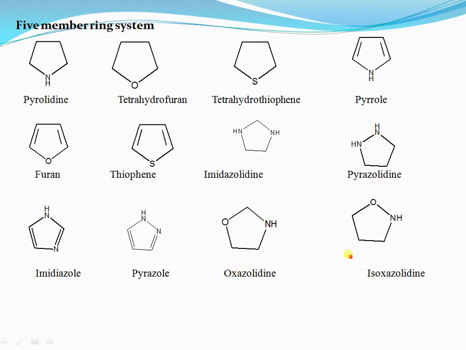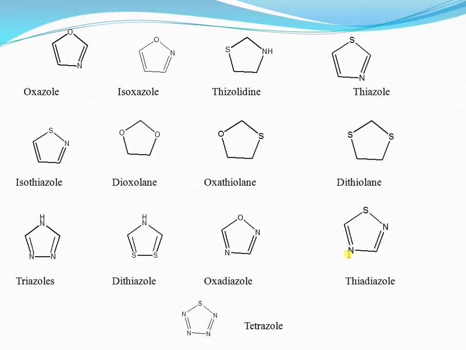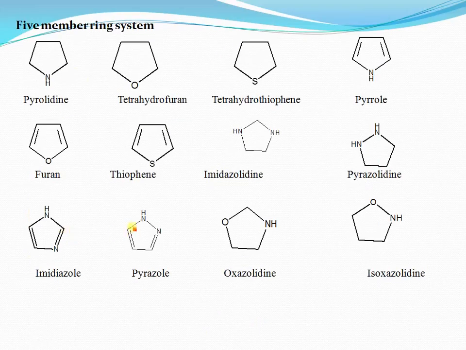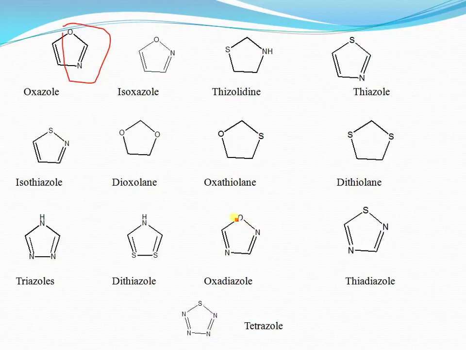Oxazolidine, isoxazolidine, like this. Then continuation with again 2 heteroatoms in a 5-member ring system, not the same heteroatom. In case these are the same, like nitrogen, nitrogen, nitrogen, nitrogen, nitrogen. But oxazolidine, isoxazolidine means it contains different heteroatoms, oxygen and nitrogen, in their structure. Again, this is oxazole. Oxa means oxygen, azole means nitrogen.